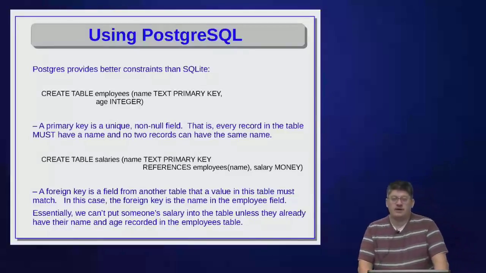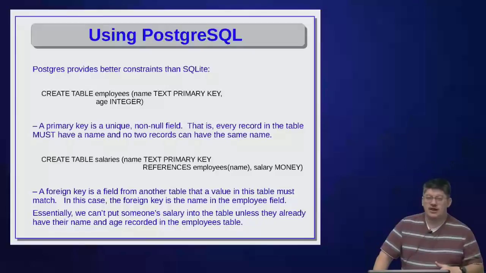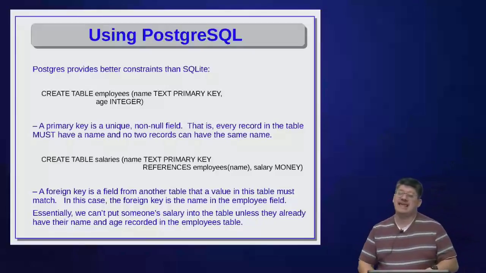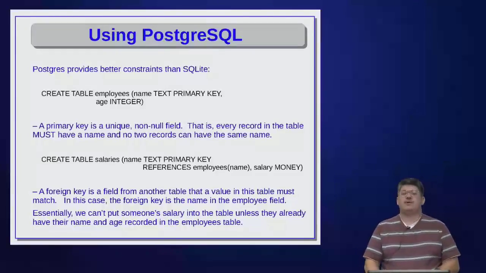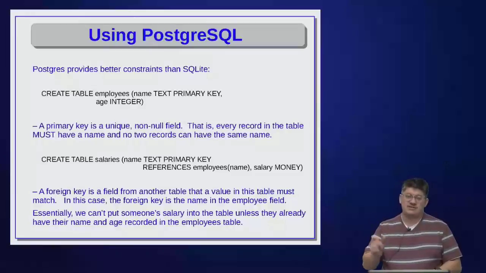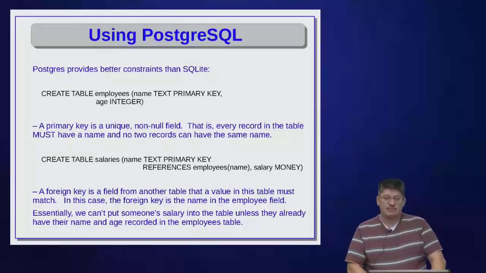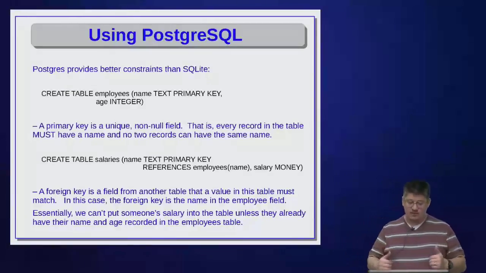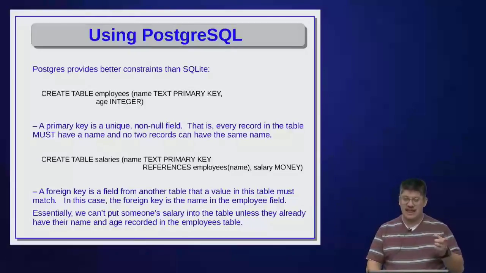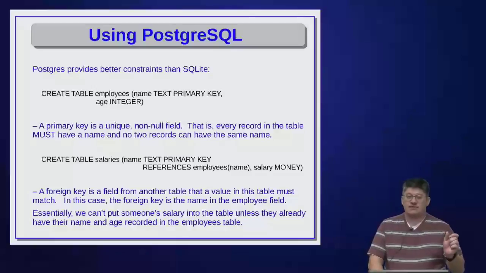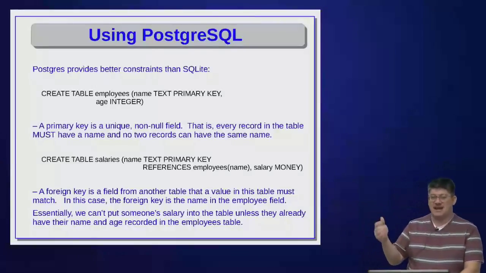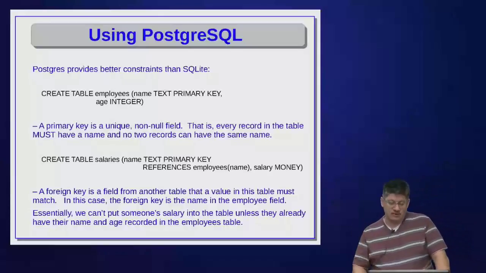However, in Postgres, I can have what's called a foreign key, and I can't do that in SQLite. In Postgres, we use the keyword references to add a foreign key. So for example, here I can create a second table named salaries that has two fields, a name, which is text and is a primary key, and a salary field, which is just an amount of money. That's another thing you can do in Postgres. You can have a money type, and it'll format it nicely when it prints it out.